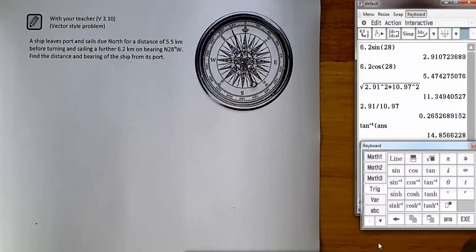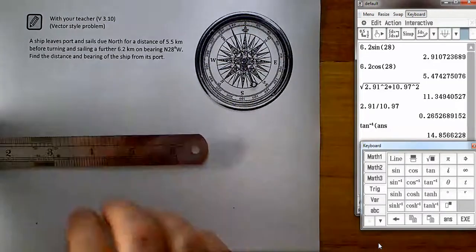Another classic of trigonometry is this vector style of question. A ship leaves port and sails due north for a distance of 5.5 kilometres before turning and sailing a further 6.2 kilometres on bearing north 28 to the west.